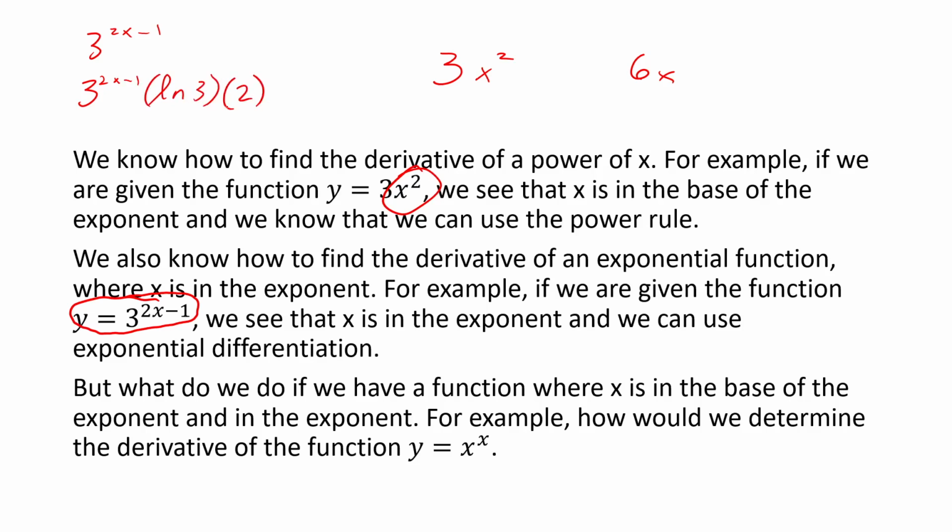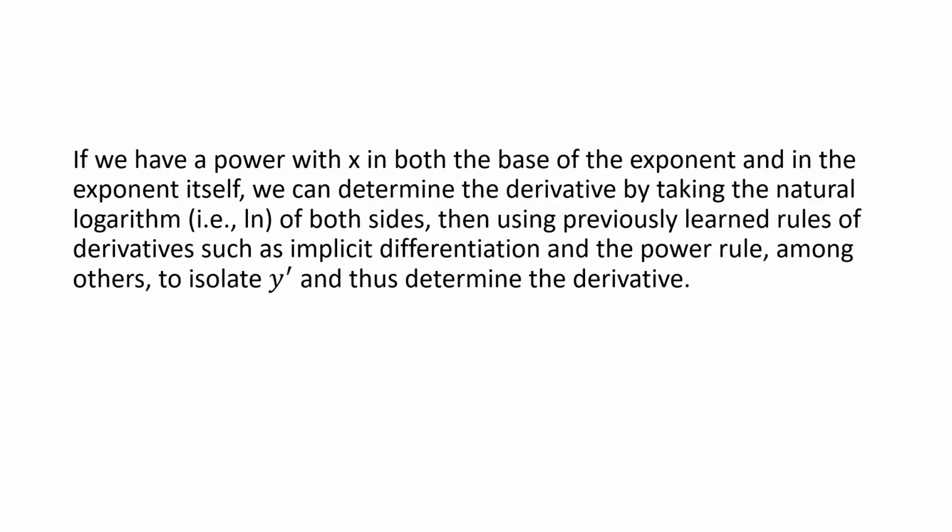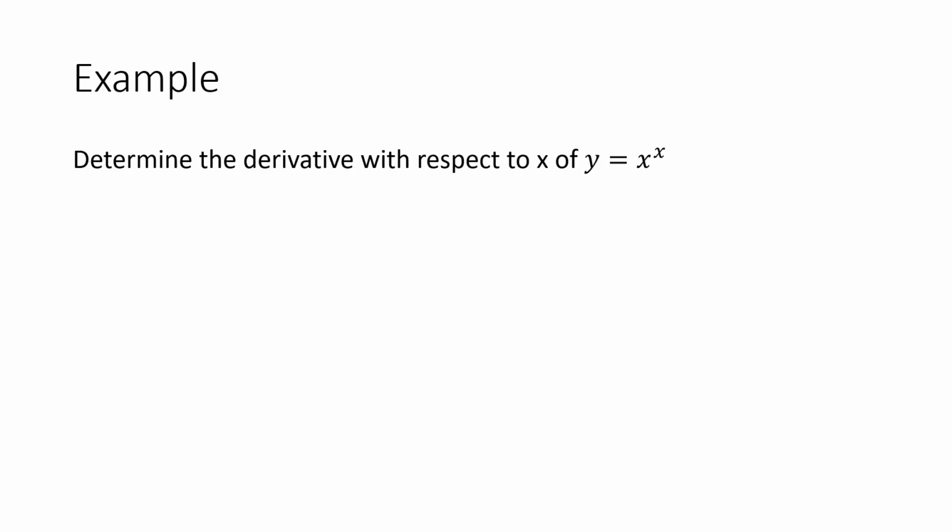But what do we do if we have a function where x is in the base of the exponent and in the exponent? So for example, the derivative of the function y equals x to the exponent x. Well, if we have a power with x in both the base and the exponent itself, we can determine the derivative by taking the natural logarithm, i.e. the ln of both sides, then using previously learned rules of derivatives such as implicit differentiation and the power rule, among others, to isolate y prime and thus determine the derivative.